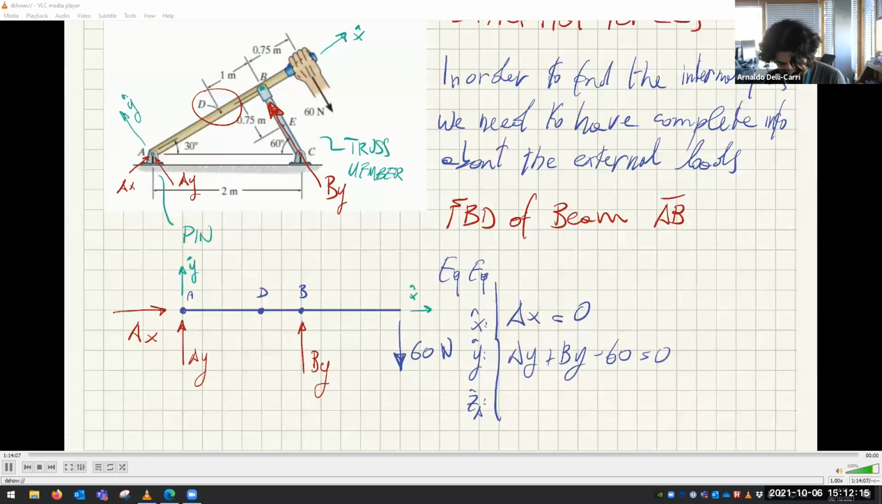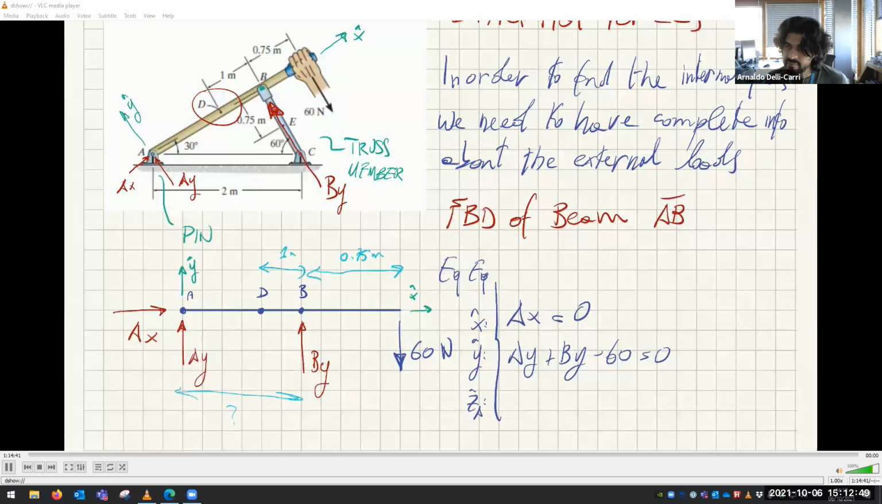And the moments, well, we're doing moments about this point here. That means the only moments we have to care about is this one. So this distance is 1 meter. This distance is 0.75 meters. Okay, so my drawing is off, but doesn't matter. But apparently we don't know how much this is. So what's this distance here?